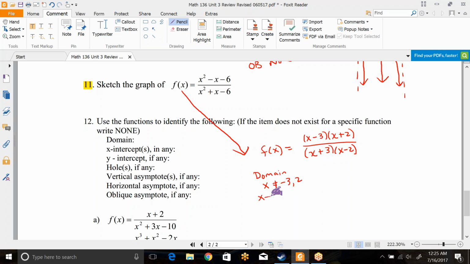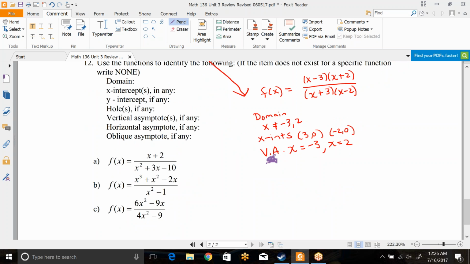X-intercepts: since nothing cancels, we actually cross the x-axis twice. The top would give positive 3, 0, or negative 2, 0. For the vertical asymptotes, nothing canceled out, so it would be both of those bottom pieces. So this would be a negative 3, so x equals negative 3, and a positive 2, so x equals 2. Notice x-intercepts are ordered pairs, vertical asymptotes are equations. Holes, nothing canceled, so we don't have any.